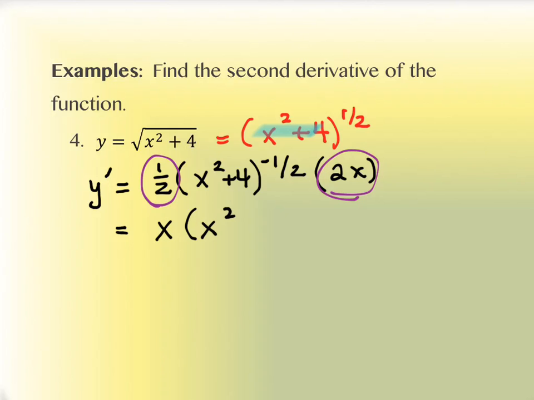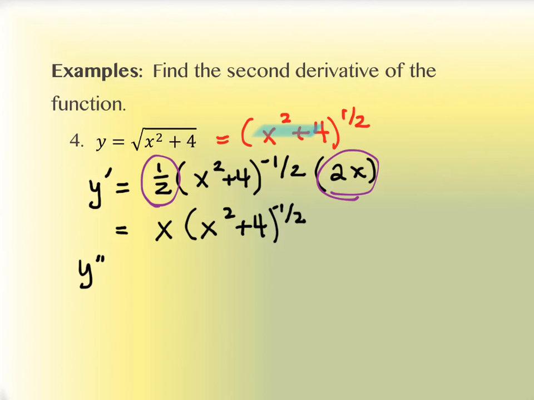Now, if I were finishing the problem, I could rewrite this with the negative 1/2 down in the denominator as a square root and so forth. That wouldn't especially be helpful, though, because I'm not done with my problem, right? I'm sort of in an intermediate step. I was actually asked to find the second derivative.